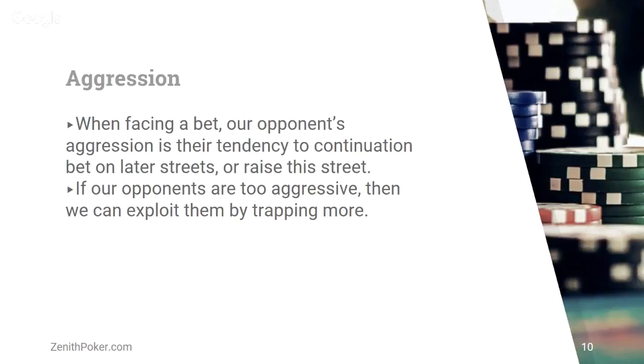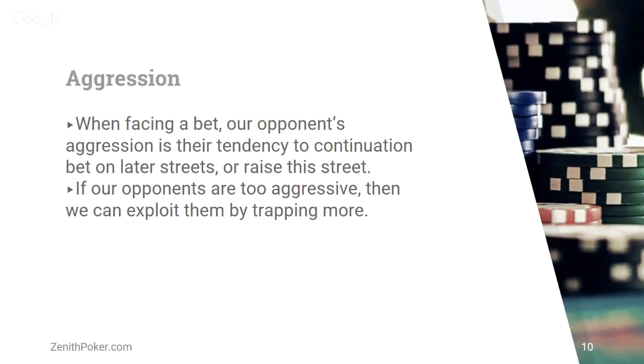And often if our opponents are too aggressive on later streets, we can exploit them by trapping more of our strong hands, right? If our opponent, once they decide to bet, is just going to barrel a lot, then when we have a strong hand, we should just trap, right?